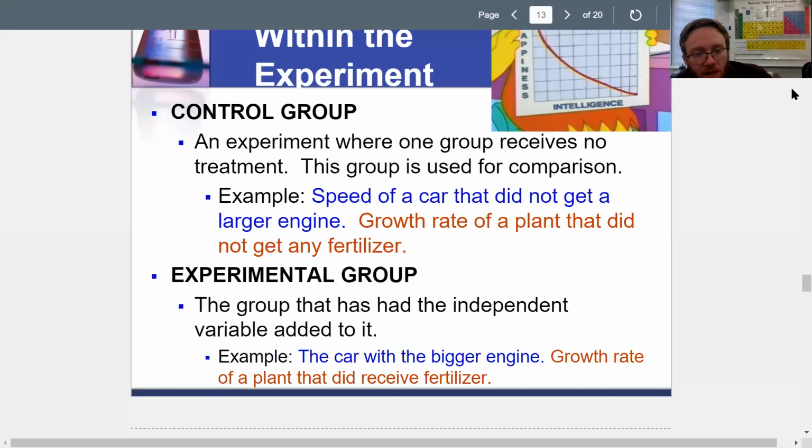Now, the experimental group is the group that has had the independent variable added to it. So you're going to take the group that you're actually changing, and this is what you're experimenting with, and so it is your experimental group. The example will be the car with the bigger engine, the growth rate of a plant that did receive fertilizer. So this is the group that you're actually changing things for. You're actually taking the time to change one variable and measure the result in your dependent variable.